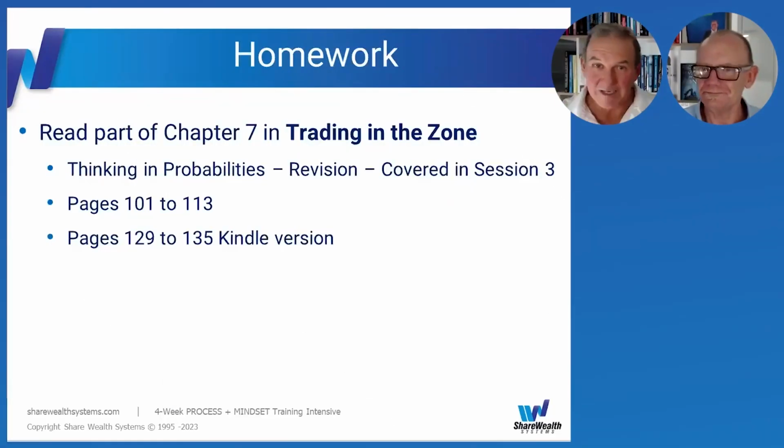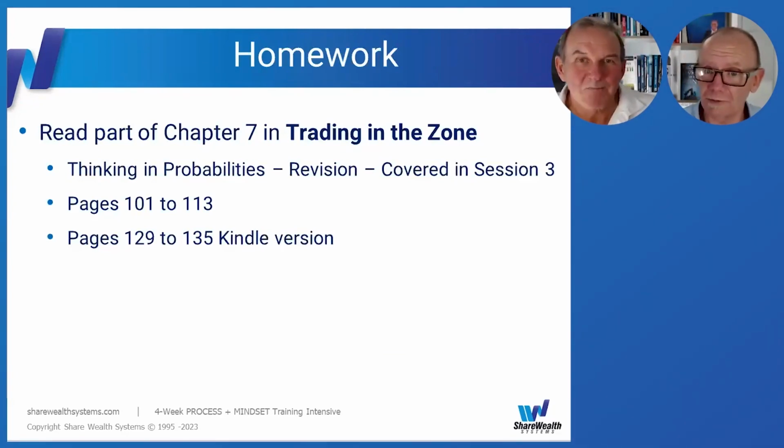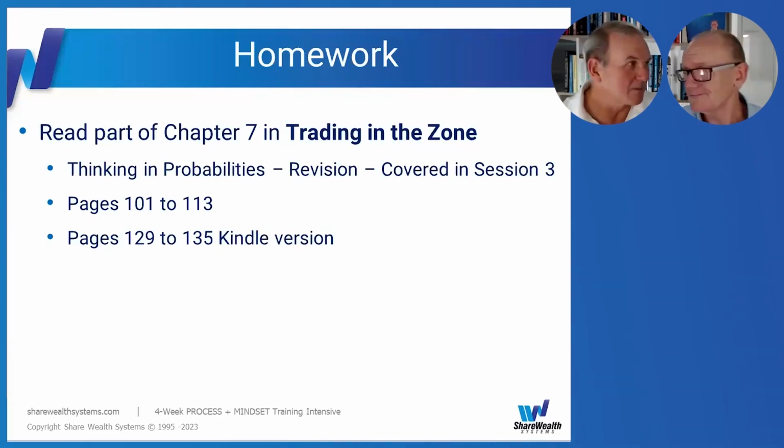Right, homework. Some revision first. Read part of Chapter 7 of Trading in the Zone, Thinking in Probabilities. So a revision of that, which was covered in Session 3. Your page references are 101 to 113 of Trading in the Zone, and that'll cover some of the stuff we've done today.